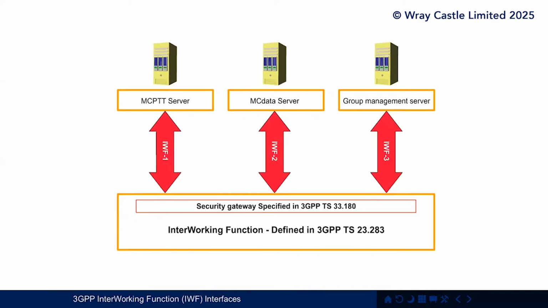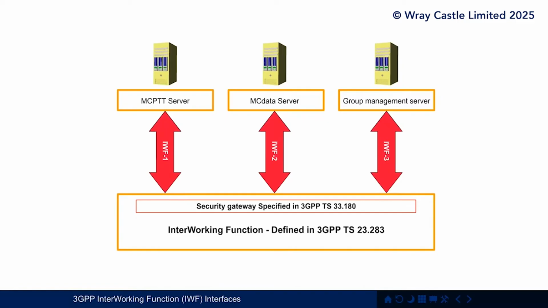In Release 14 of the standards, 3GPP introduced mission critical data, and we have an MC data server, which we'd also perhaps like to connect to a different organization. So we introduced the IWF2 interface. And thirdly, the IWF3 allows us to connect to a group management server.